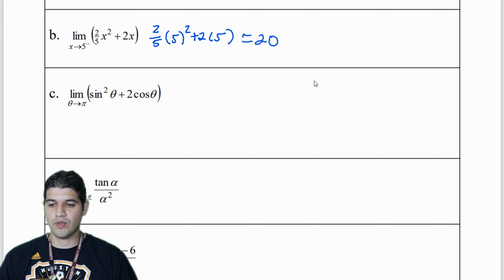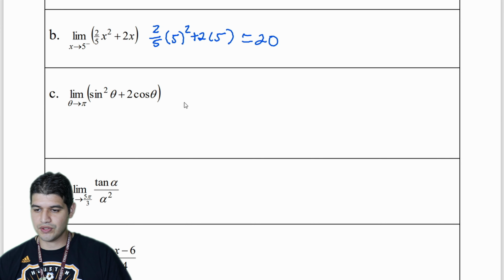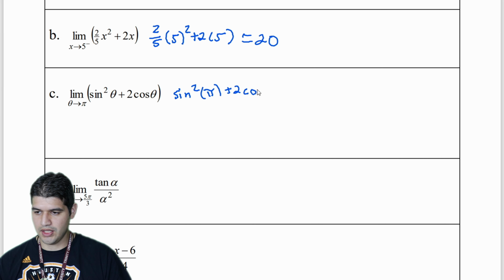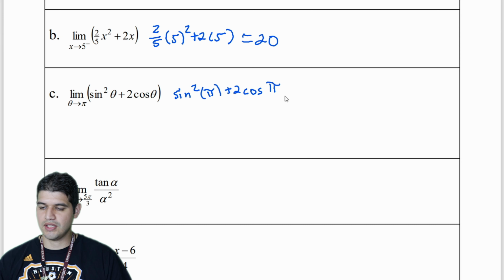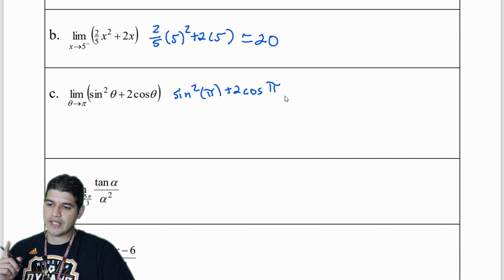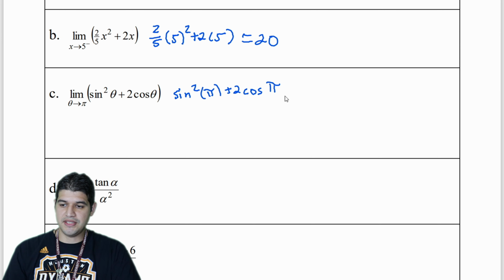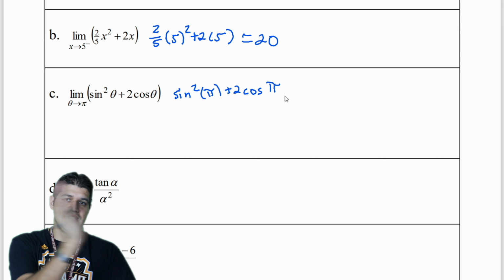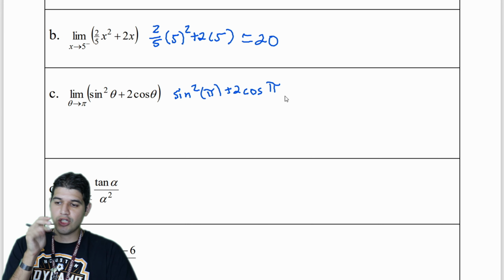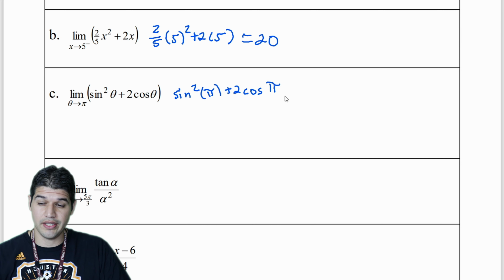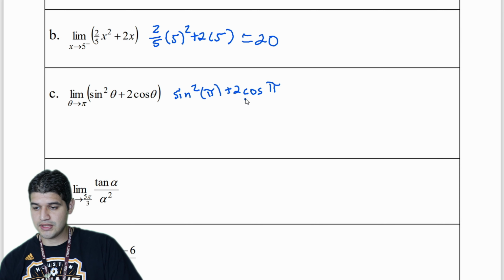Now in this trig one, we're going to substitute in pi. So sine squared of pi plus 2 cosine of pi. So let's look at this. Sine of pi is 0. So 0 squared, that's going to be 0. So that first part is all going to be 0 right there. So cosine of pi is -1. So I have 2 times -1, and that's going to get me -2.